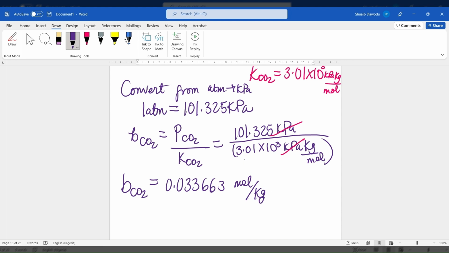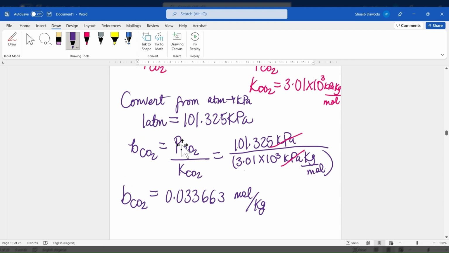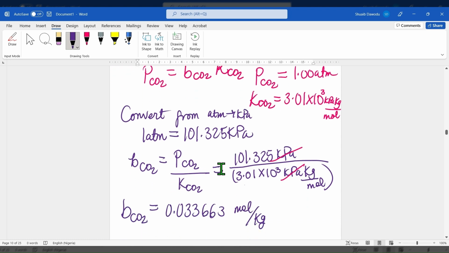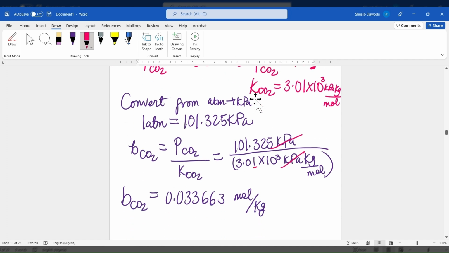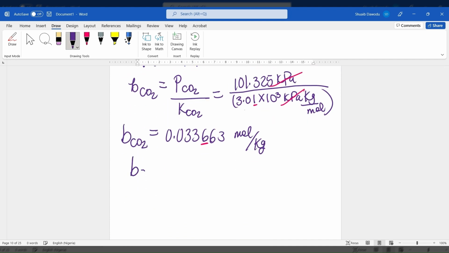And of course, we're scientists. We're not going to leave our work in the raw values. We have to do it in the proper number of sig figs. If you look at this question, all that we use to solve it, the lowest number of sig figs is 3 sig figs. So our answer is going to be in 3 sig figs. So B sub CO2, the molality as a solubility of CO2 in this question for 1.00 atmosphere, is simply 33.7 times 10 to the power of negative 3 mole per kilogram.